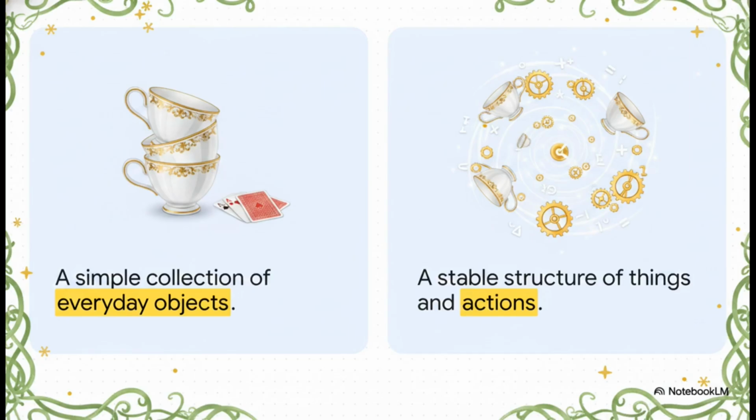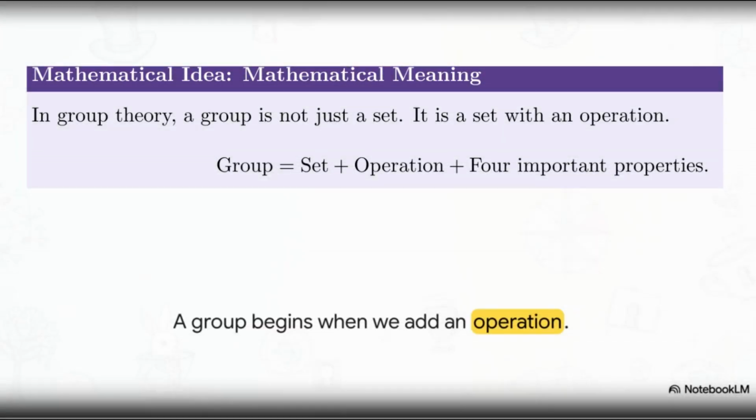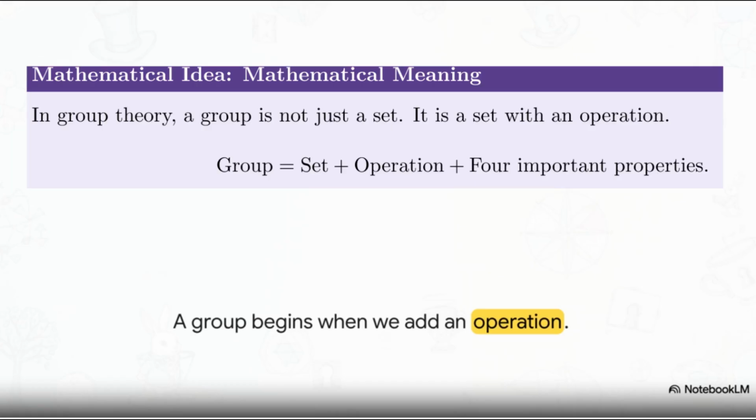A mathematical group isn't just some passive collection. It's a completely stable, reliable structure of things and actions. The things and the actions actually have to work together. Stepping into this wonderland means wrapping our heads around the idea that a set alone is really just a box of objects. A group only actually comes to life when we add an operation. Basically, it needs a reliable rule for how those objects combine, interact, and transform.